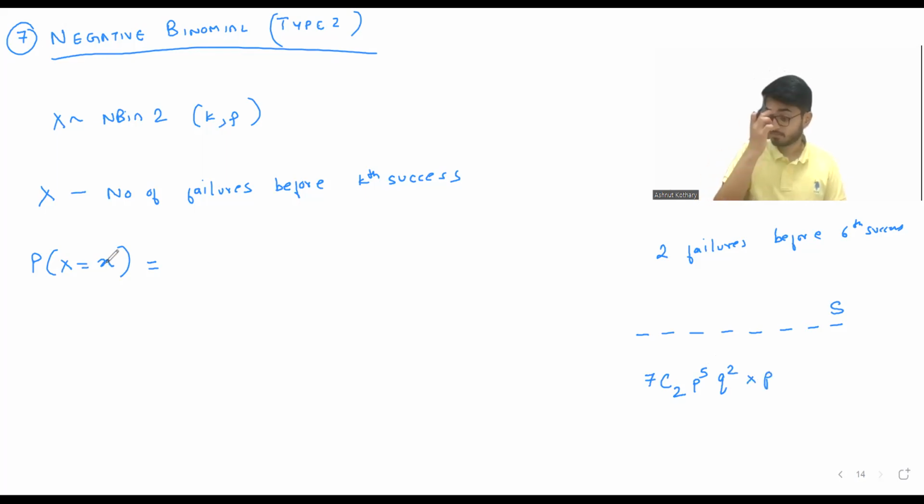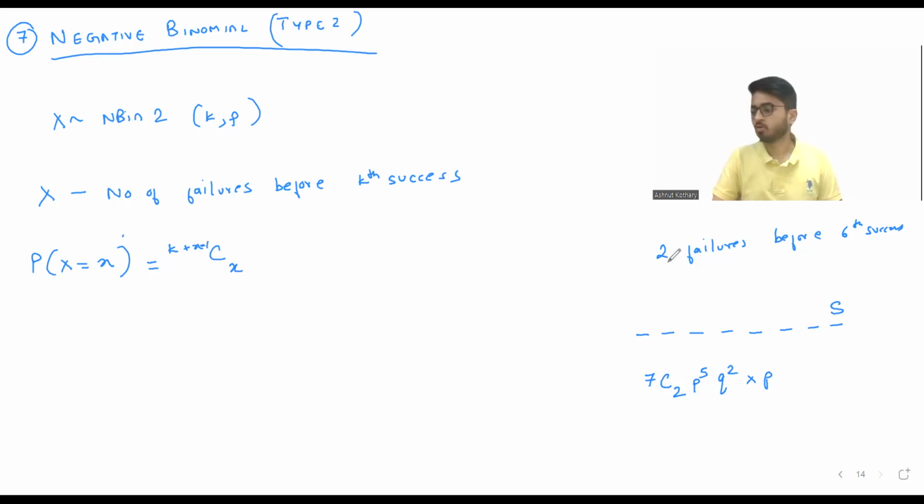So here X is the number of failures before the kth success. So in the first k minus 1 trials, I will be looking for X failures. If there are k successes and X failures, total tries will be k plus X, right? But we need to subtract 1, right?